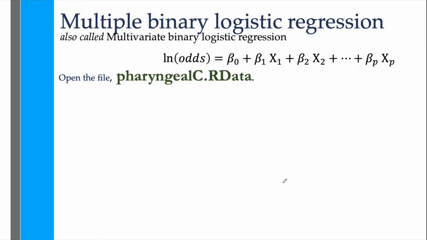Now, let's use the same data, pharyngealC.RData, in performing a multiple binary logistic regression, wherein we now have 1, 2, up to p predictors of y, in which y again is a categorical variable with 2 outcomes.